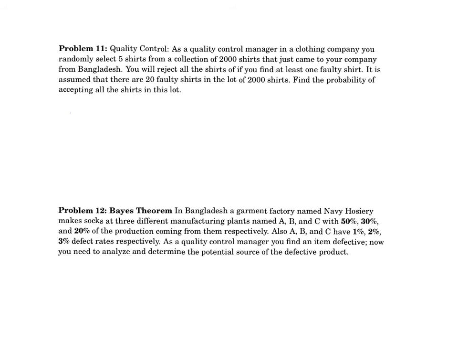So quality control, what is it? 2000 t-shirts came from Bangladesh, and you're the quality control manager. You want to make sure that your lot is good. If you find at least one t-shirt faulty, then you're going to reject it. How many do you collect? 5 of them. So you randomly select 5 t-shirts from a lot of 2000, and even if you find one t-shirt bad, then you're going to go ahead and reject the lot. So you have a strict rule.